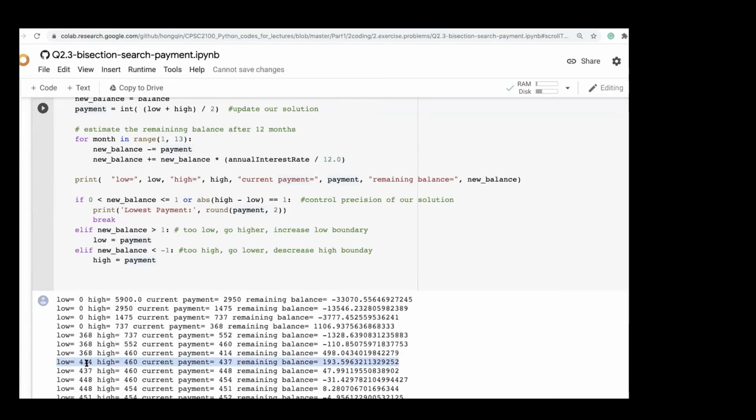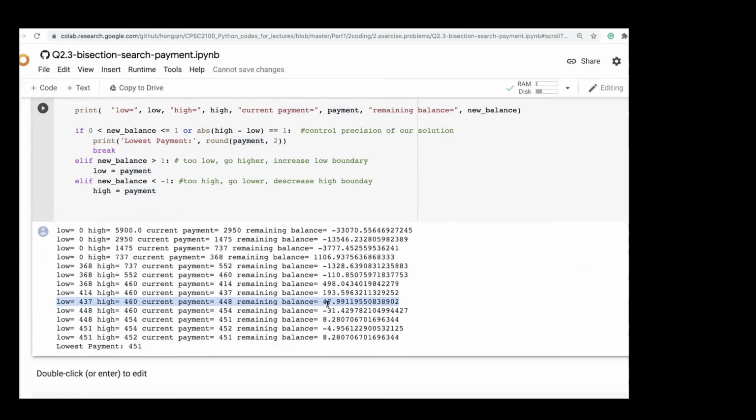My low boundary is 414, previously 368. So now the average of that is probably 437. Now I again have a positive, positive again, that means I'm underpaying. So I need to move my low boundary higher again. So again, low boundary 437, which is my previous payment. So move that higher. Well, I still have about $48 remaining.